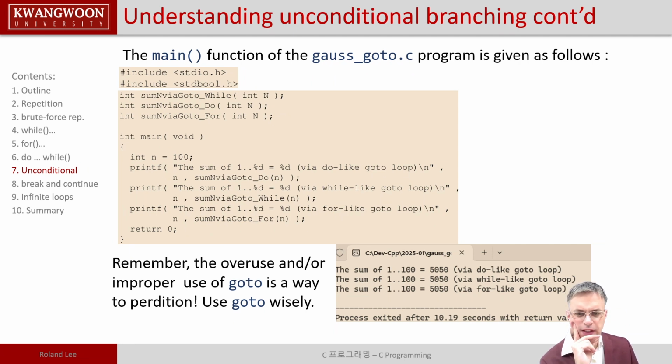And in the preceding program, you could see that each of the alternate 3 looping methods to calculate the sum of 1 to 100 gives the same result as we have seen before. So now the question before us is, we can loop with goto, but should we?